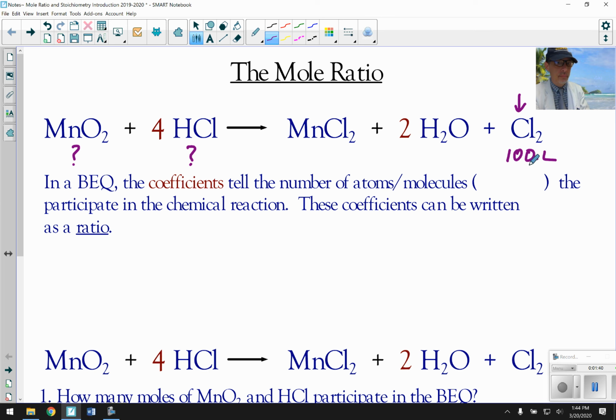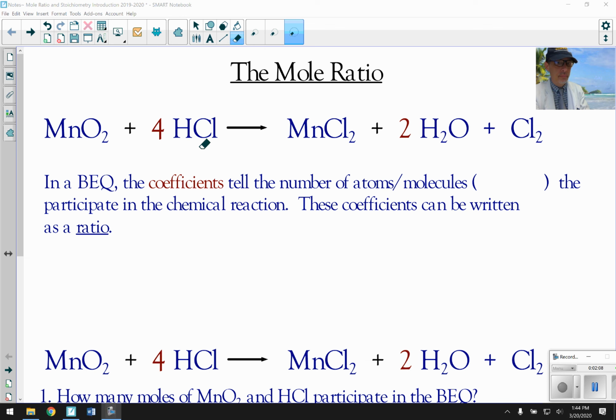You might, and you might not. And if you would, then that might be wasteful. Wouldn't it be prudent to know just how much MnO2 and how much HCl you need to start with to make exactly 100 liters of chlorine? So now that I've given that little introduction into the type of problem we're going to be solving, that is, how much of a product can I make from a certain amount of starting material?